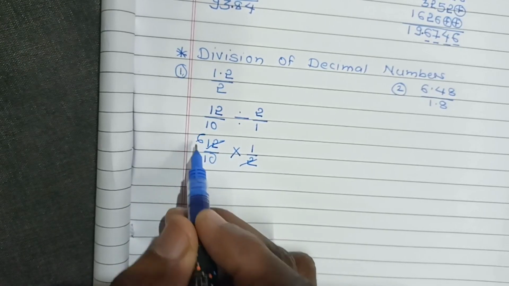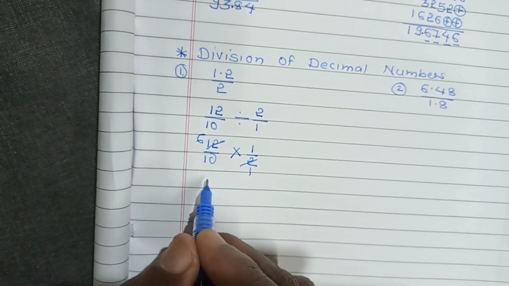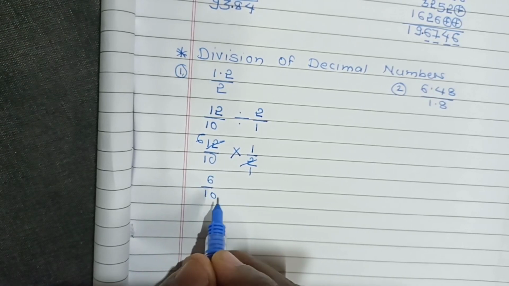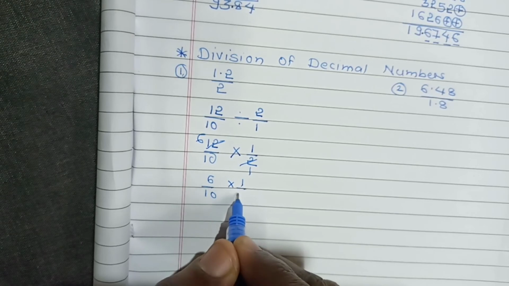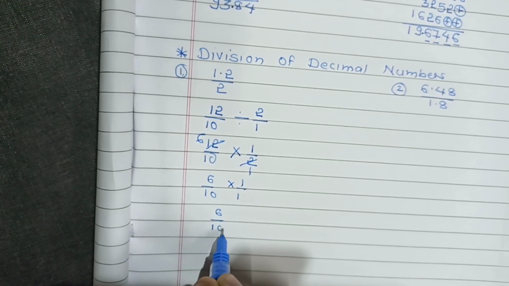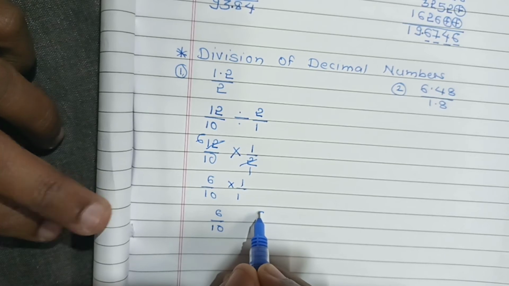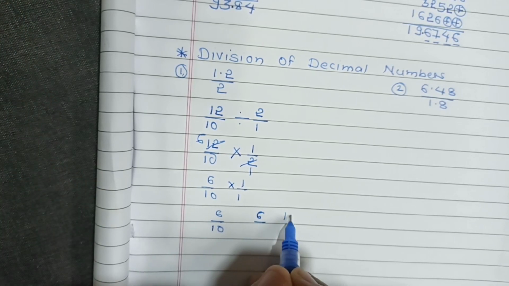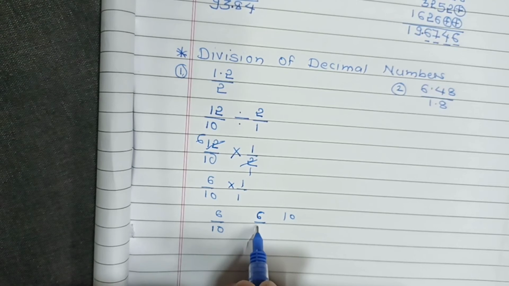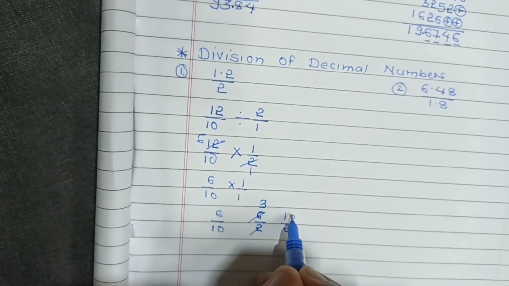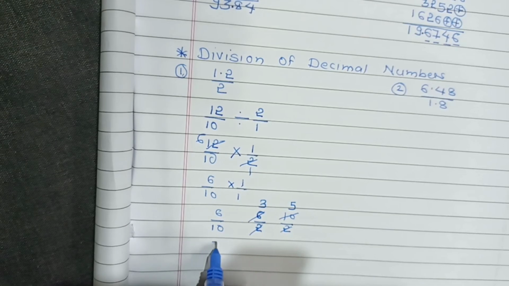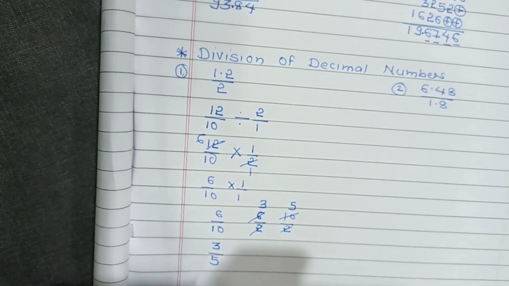2 6s are 12, so 6 upon 10 multiplied by 1 upon 1, so 6 upon 10. Now you have to simplify this number and reduce this number. So this is 6 and this is 10. Now you have to divide with the same number to reduce this number. So this is 2 and 2. Let us see. So this is 3 and this is 5. So final answer is 3 upon 5, and you have to divide this number now.